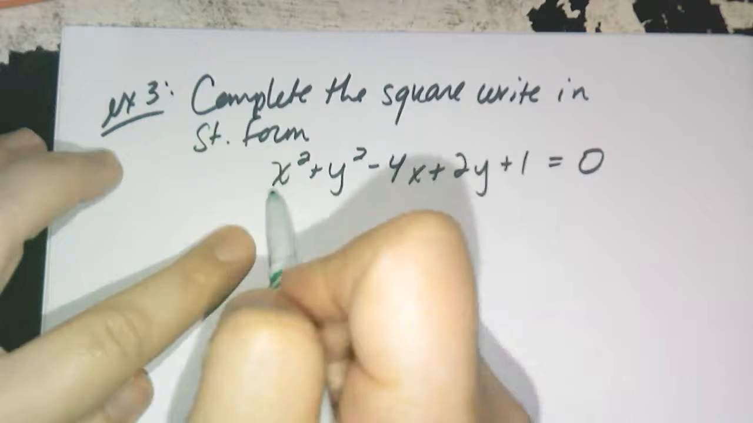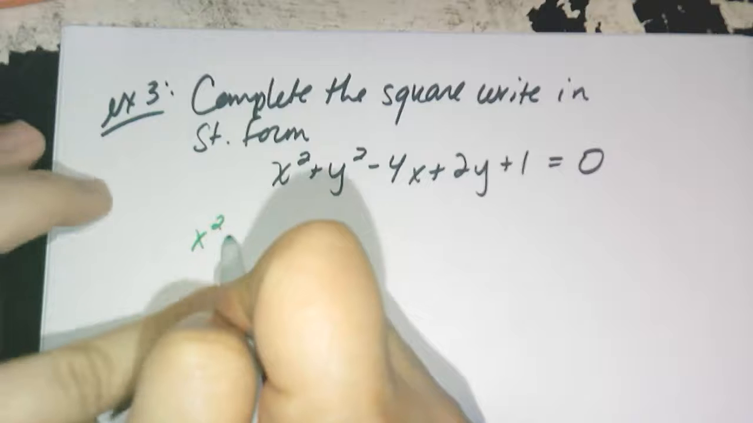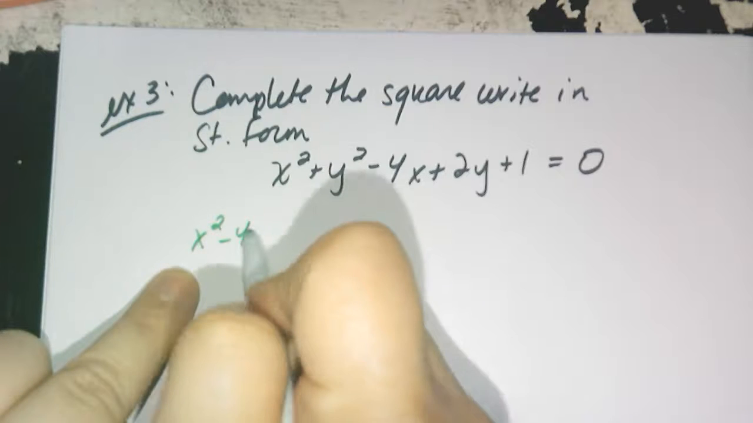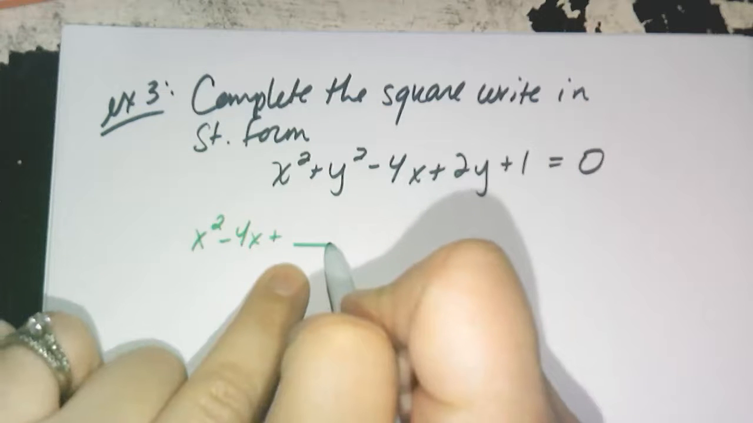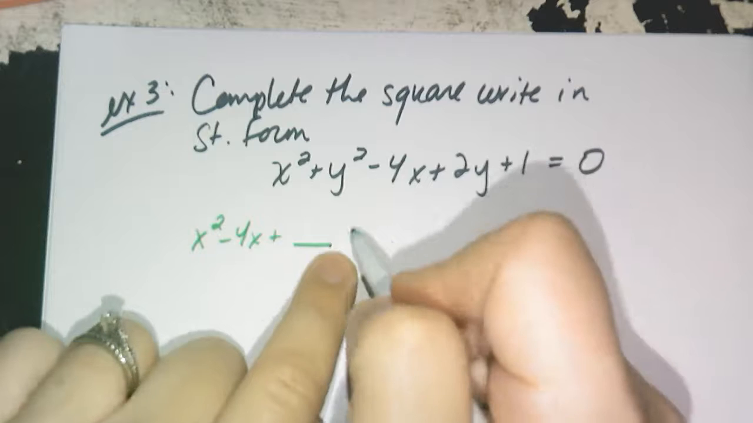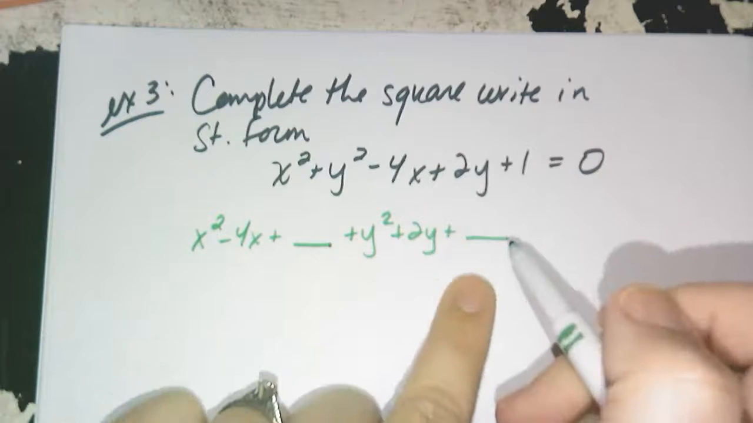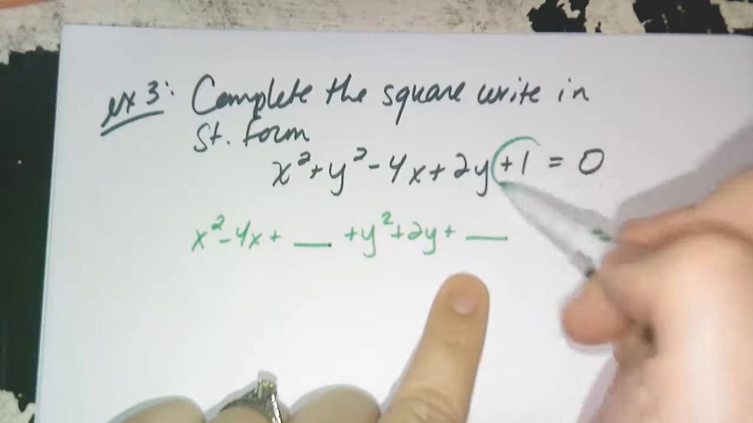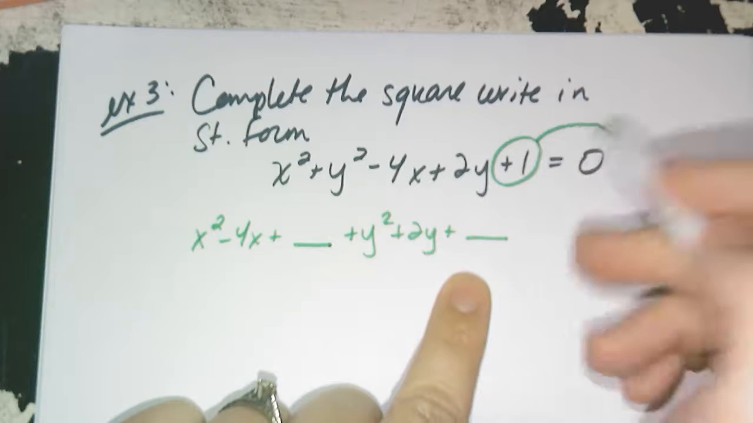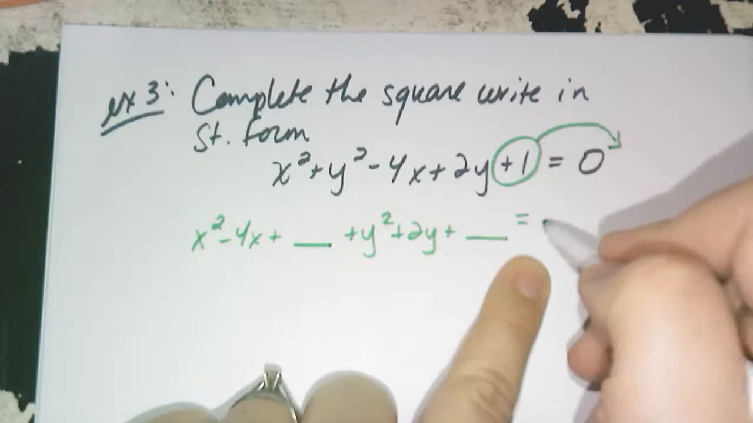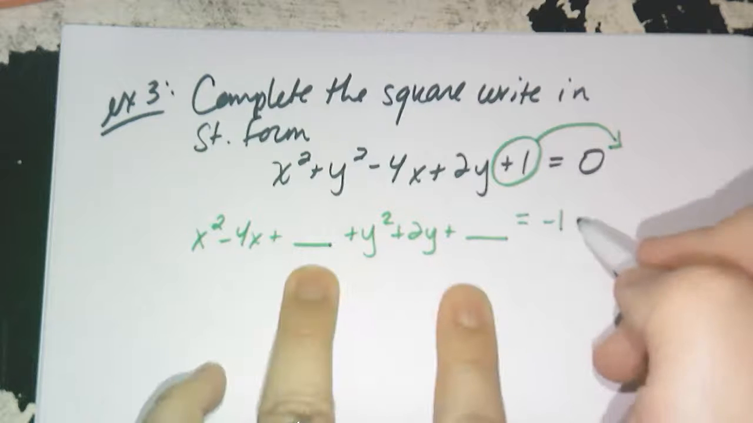So first you put all of your x's together. So you write x squared minus 4x plus blank. Then you put all your y's together: y squared plus 2y plus blank. You remember doing this? Okay. Take the number, bring it over, change its sign, and because you put 2 blanks here, put 2 blanks here.